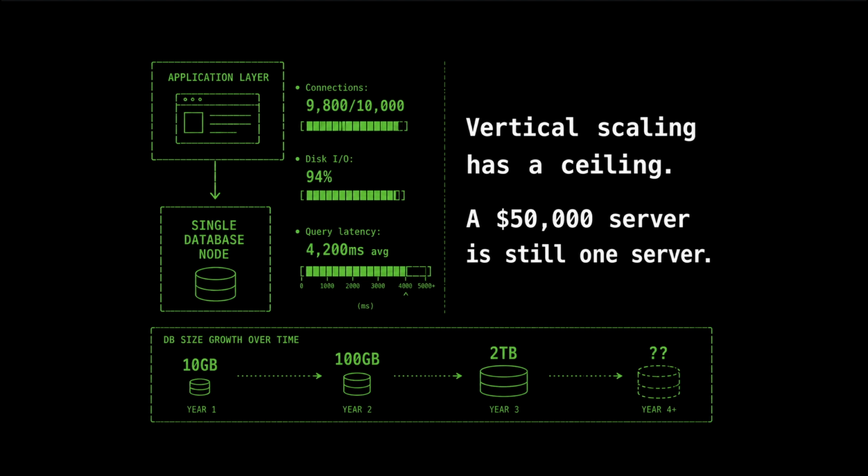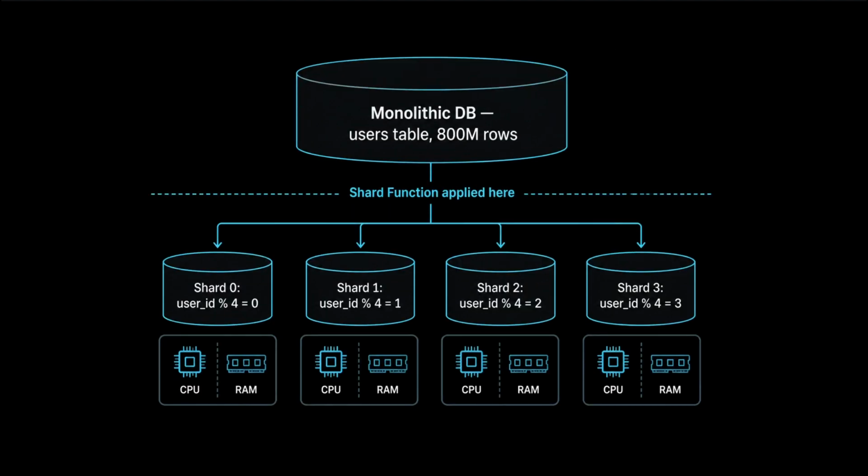sharding. So remember it this way: sharding is a horizontal partitioning of data across independent database nodes. Each partition is a shard, a fully autonomous database instance with its own storage, compute, and connections. The data is split using a shard function. In this example, we have user ID modulo 4. So user 1001 goes to shard 1, user 1002 goes to shard 2. Crucially, unlike replication, each shard holds a distinct subset of the data. There's no overlap, and together all the shards represent the complete data set.